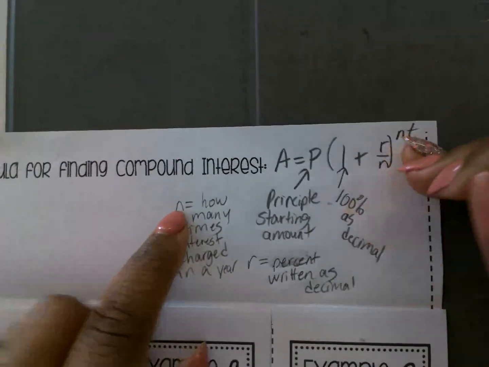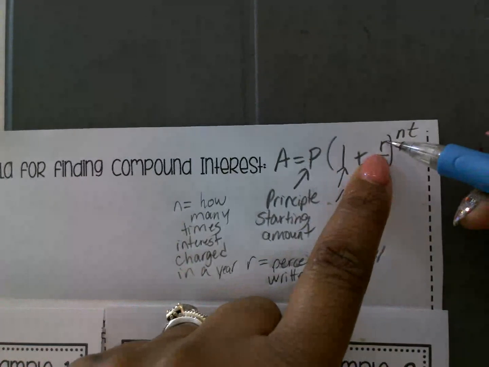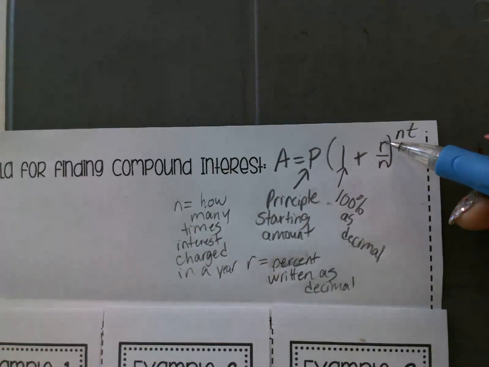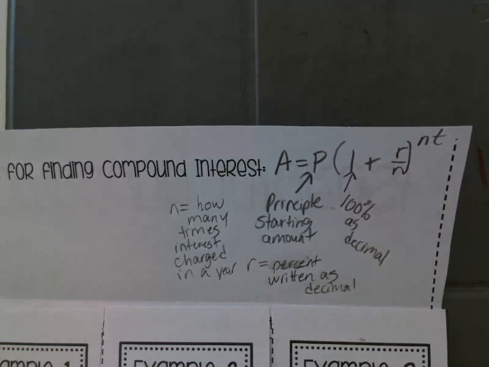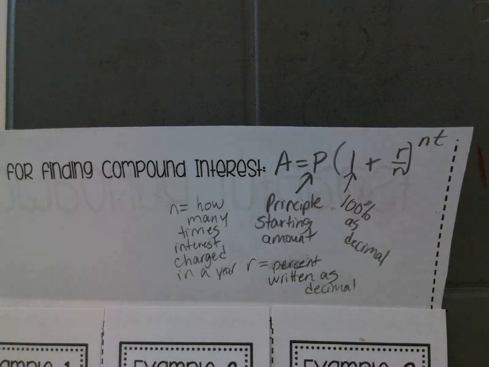Okay, so again, the reason why you're going to divide it by N is because if interest is being charged 4 times in a year, you're going to take that percent and divide it by 4 because you're going to do it 4 times that year. You're not going to do it separately, like I'm going to multiply it times 4% here, then again 4% here, then again 4% here. No, you're taking the percent and dividing it amongst 4 times in that year.